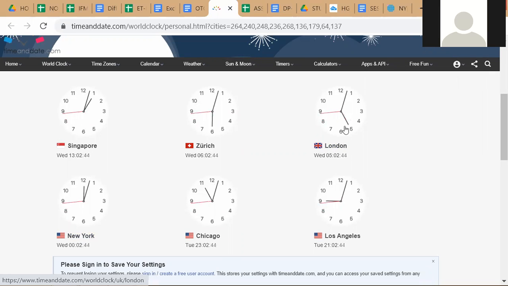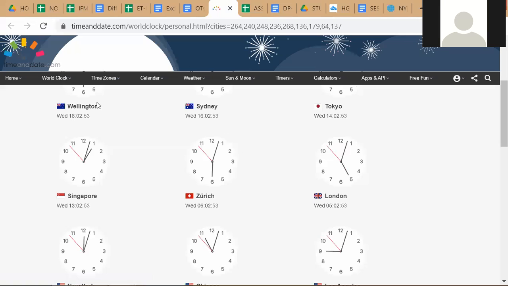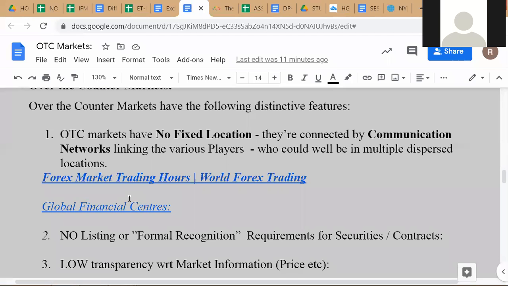These guys are trading all through the night. I mean, they're 24/7 basically, 24/5 they're open. So this is what we mean by no fixed location, connected by communication networks, they're trading with each other. It's a market, but there's no fixed location. All right. So that's one.